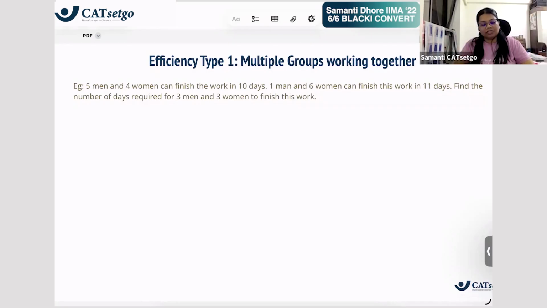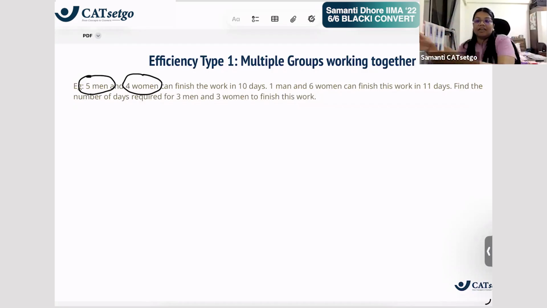For example, the question is 5 men and 4 women. So again, type 1 was about a group doing work. So here also there's a group doing work. It's just that there are 2 groups that are working together. One group is of men and another group is of women. In type 2, what happens? They associate work to individuals.